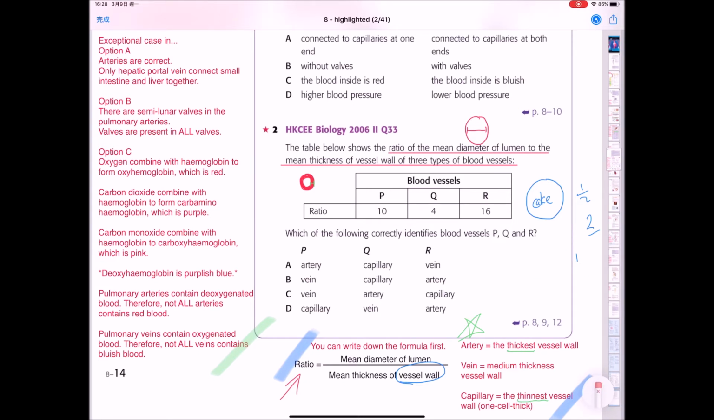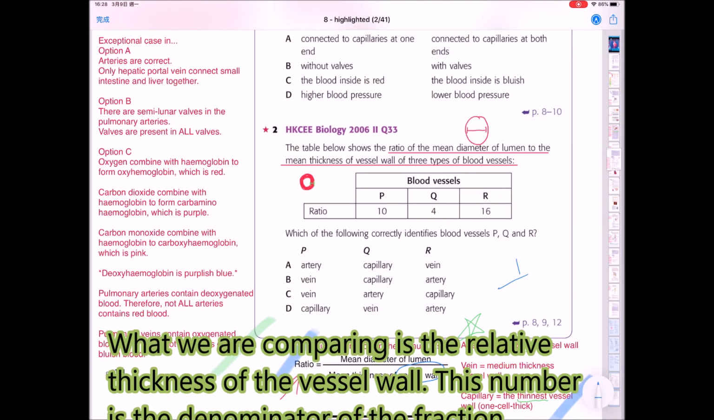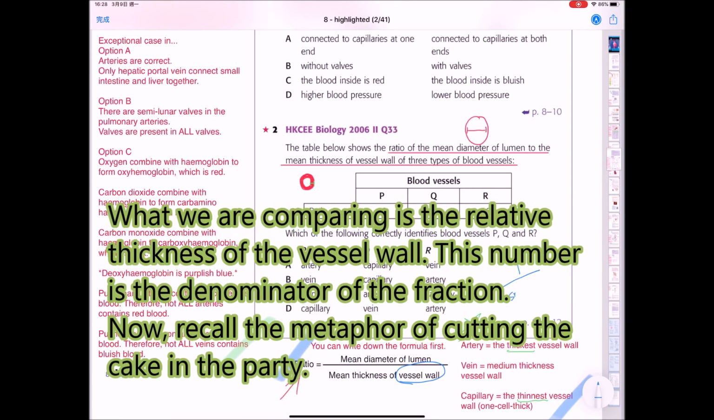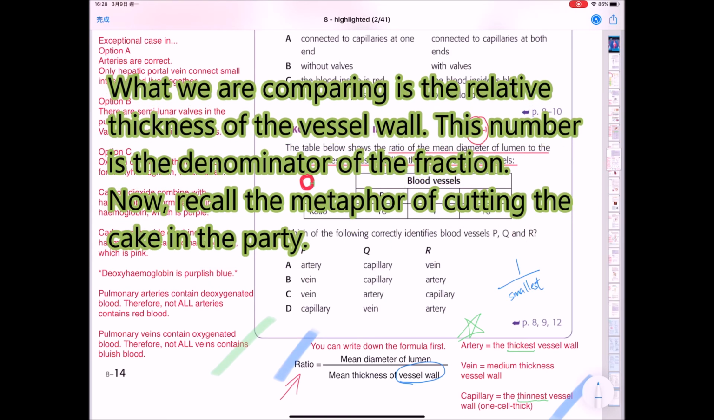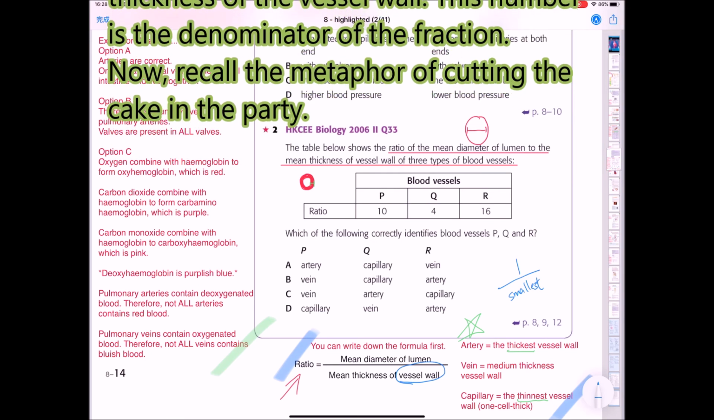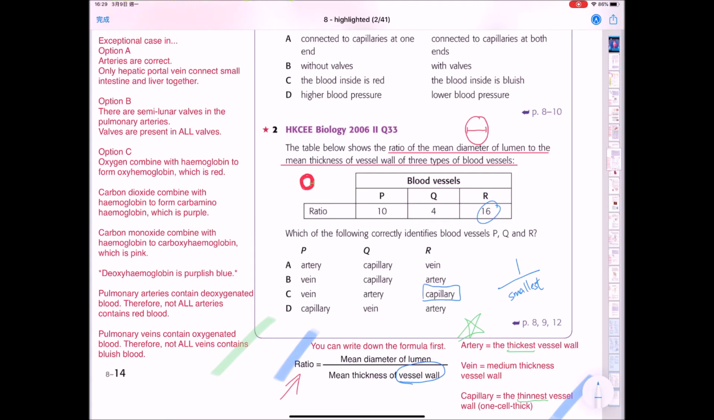So we go back to the concept. The capillaries have the thinnest vessel wall, so the number on the bottom should be the smallest. It's just like the cake being divided for 2 people, so finally the ratio should be the highest. That's why for the ratio, for vessel R, it must be the capillary.